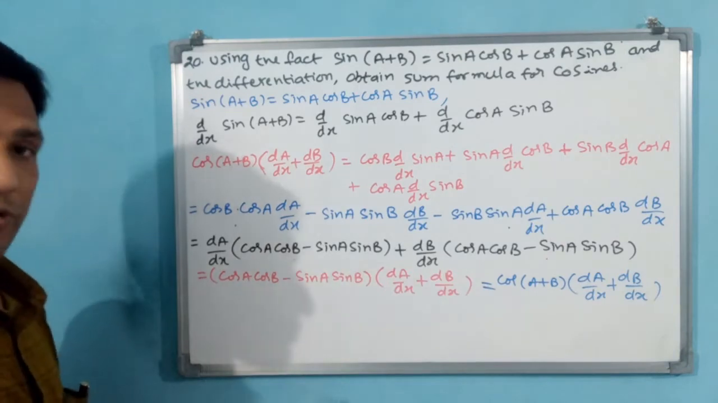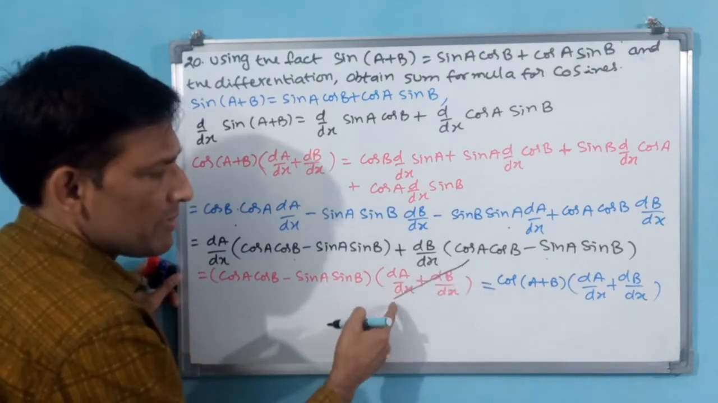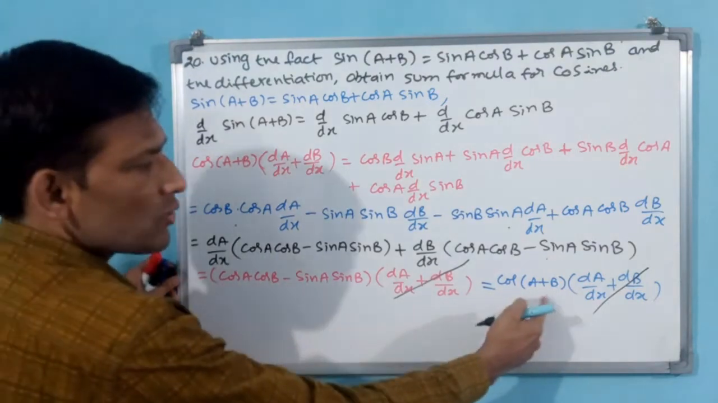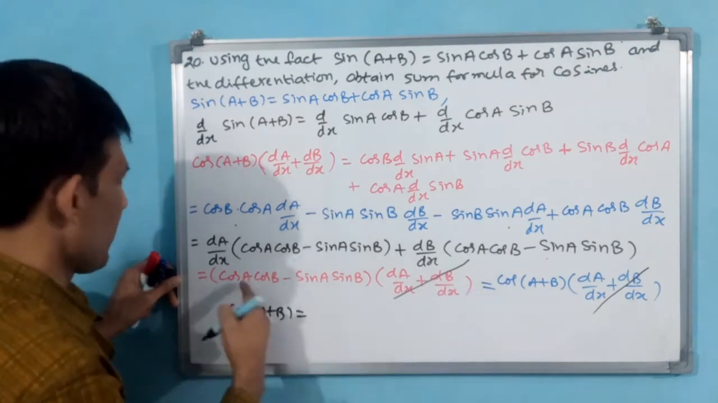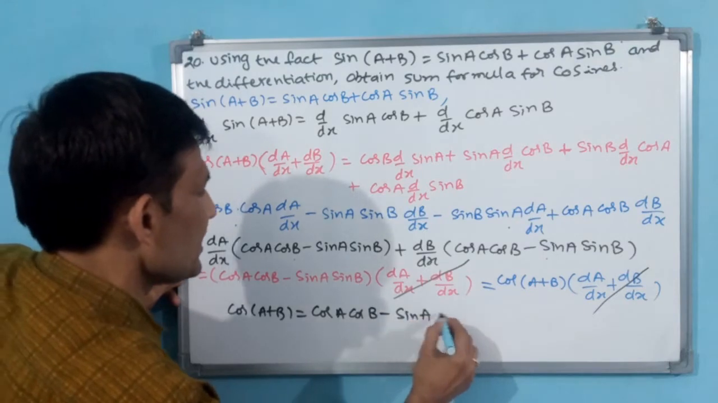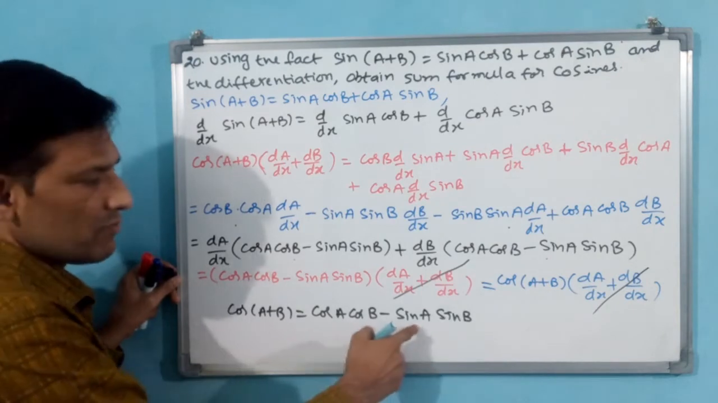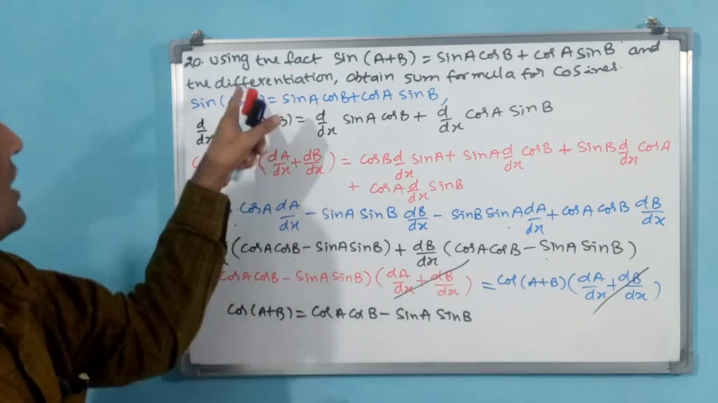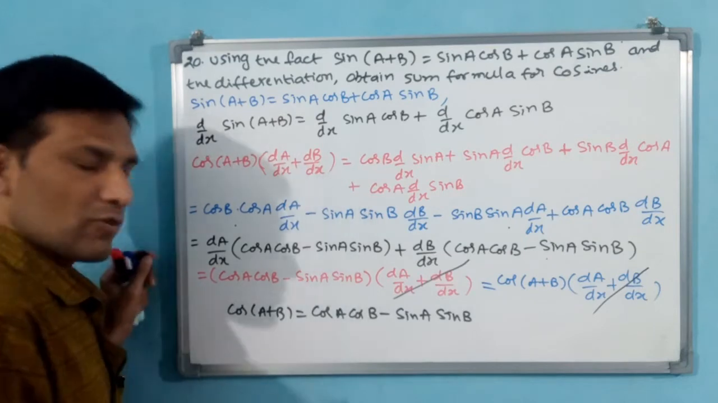Now you see what you can do. You can cancel out this. See, multiplication is there: dA by dx plus dB by dx, dA by dx plus dB by dx, you can cancel out both sides. If you cancel out, what will come? This will come: cos of (A plus B) is equal to cos A cos B minus sin A sin B. You see, for cos, both cos will come first, then both sin will come. If plus is there, minus will come. This is the formula. We obtained the sum formula for cosine.